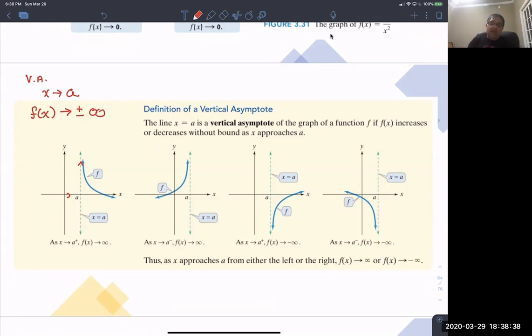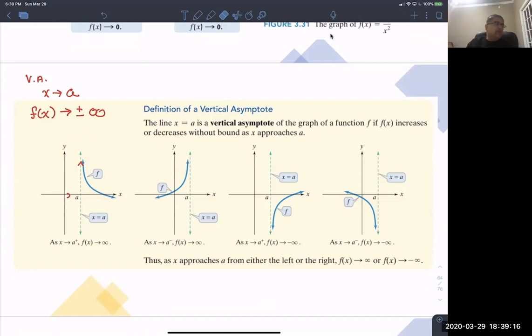And notice, if you approach a from the left or right, if you approach it from the left, f of x may shoot to positive infinity, and if you approach a from the right, f of x may shoot to the opposite direction, negative infinity. Or it may be the case where, as you approach a from both the left or right, it approaches infinity, or they both approach negative infinity. That's still an asymptote. As long as you get closer and closer to a certain value, if your output shoots off to infinity or negative infinity, we call that a vertical asymptote.